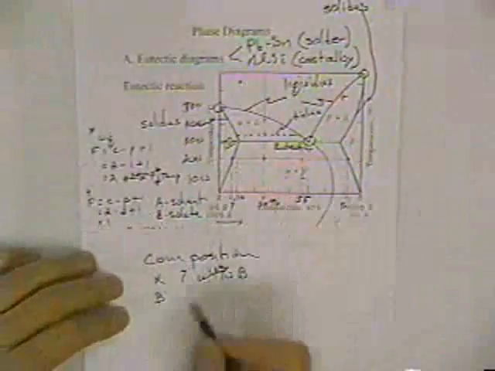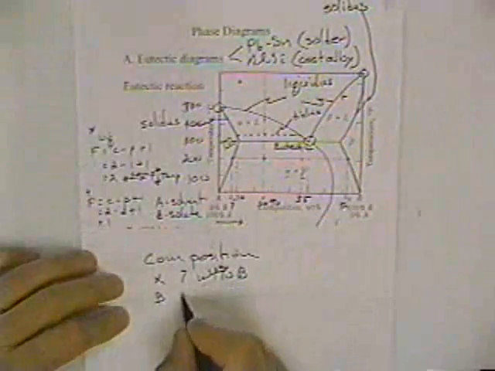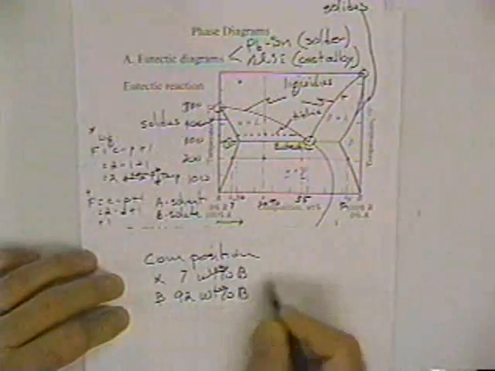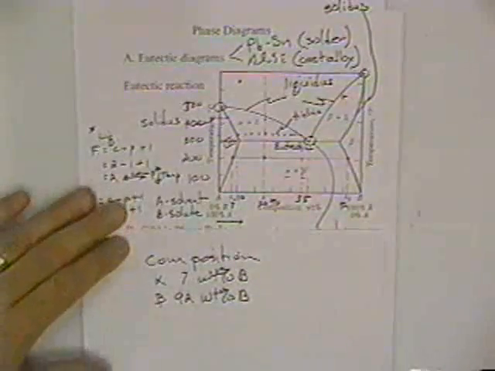So up to 7% at this temperature of B is soluble in A, and the percentage of B is 92 weight percent B, which says that how much A is dissolvable in B? I hope you're saying 8. 8% A is dissolvable in B. So that would be the compositions.